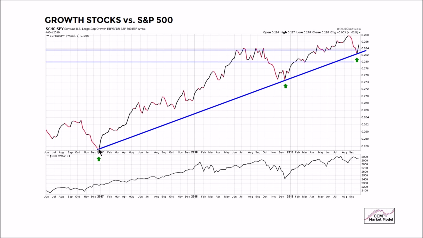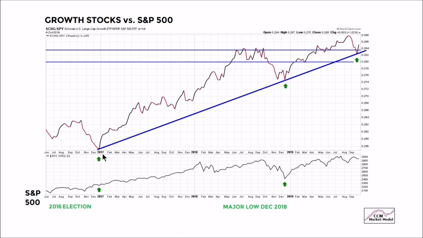2017, the ratio makes a stand here and rallies. 2018, the ratio makes a stand here and rallies. We're trying to rally from basically the exact same area. This looks like a bullish breakout and now a successful retest of that breakout.